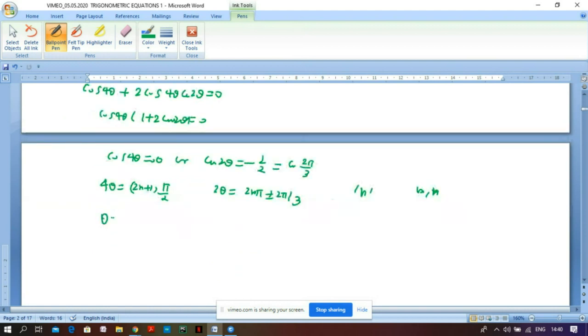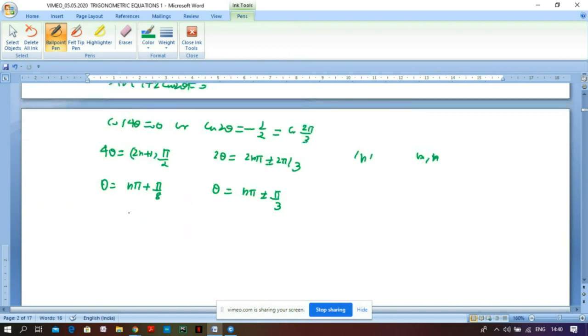So this theta will give you n pi plus pi over 8, and this theta gives me n pi plus or minus pi over 3. So if I come from the first family, then I can write all the solutions, and we have got 2n plus 1. No, this is actually 2n plus 1 pi over 8. So I erase that. This is theta is (2n plus 1) times pi over 8.